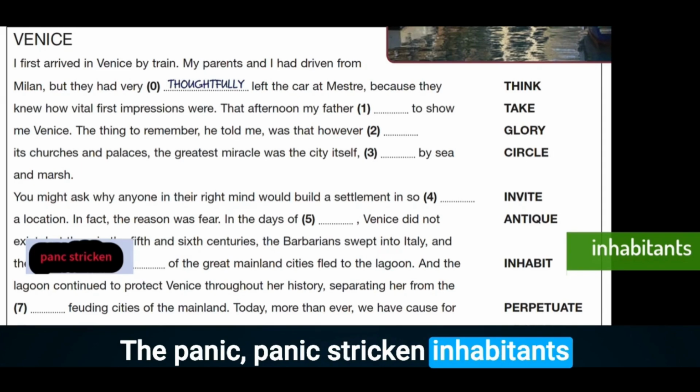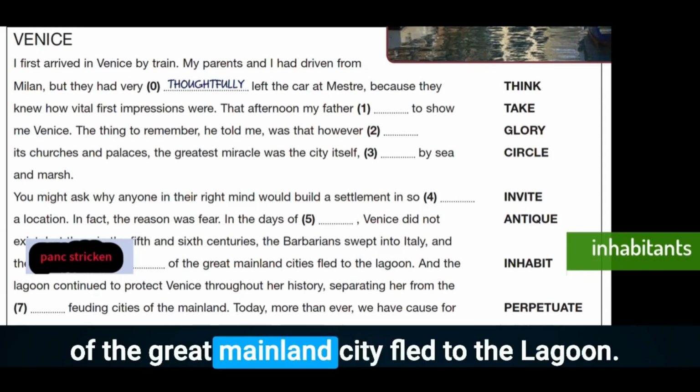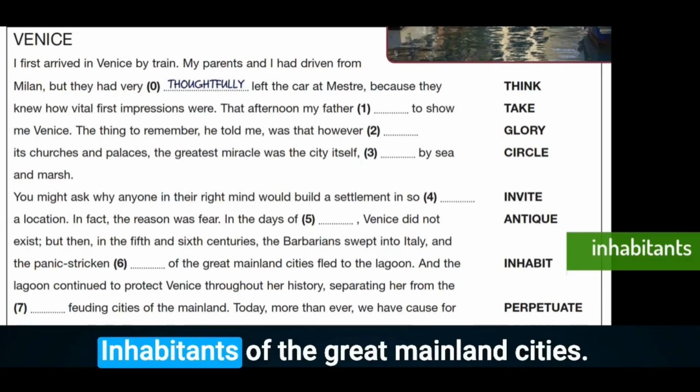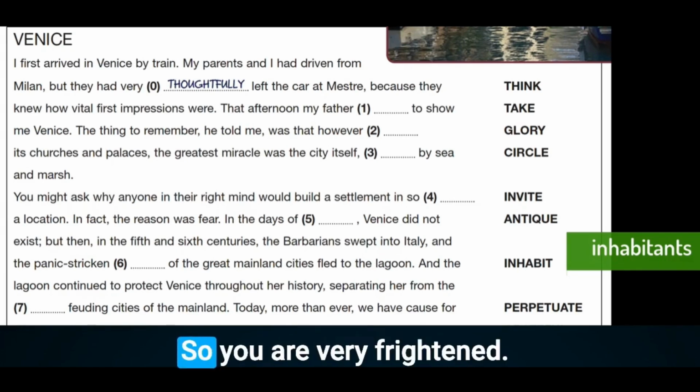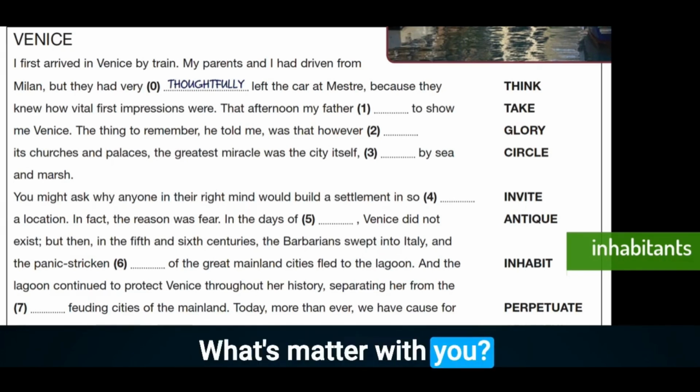Panic-stricken inhabitants of the great mainland city fled to the lagoon. Inhabitants of the great mainland cities. Yes, panic stricken. Did you know panic stricken? Panic stricken, so you are very frightened? Yes, you're very frightened. What's the matter with you?